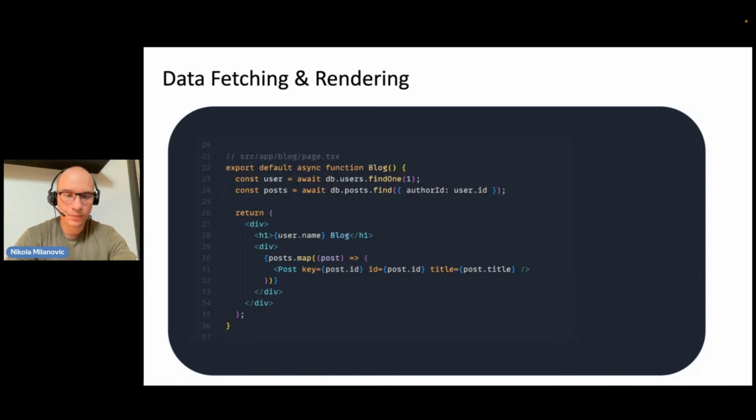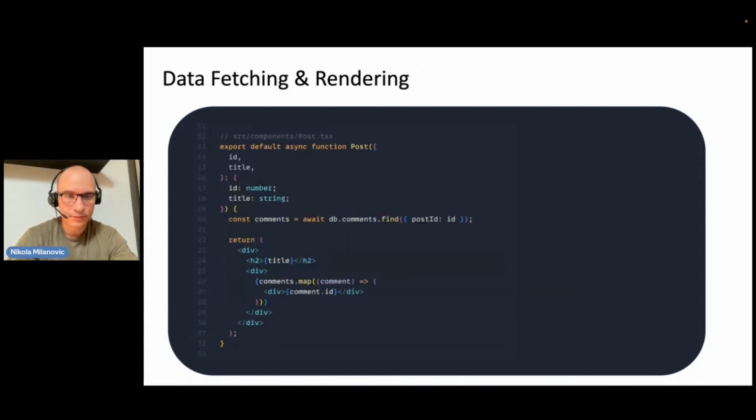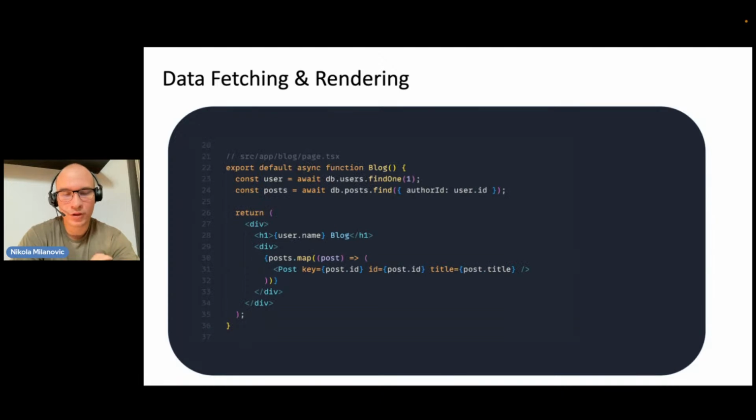So if we go into the post function, you can see that the post is also async. And what we're actually doing is fetching the comments for each post. So we could have fetched comments here and merged them with posts, so every post has a list of comments, but we're not actually doing that.